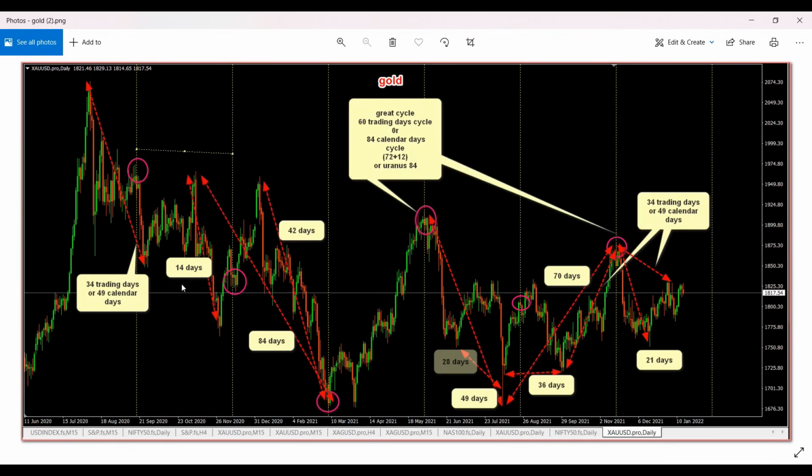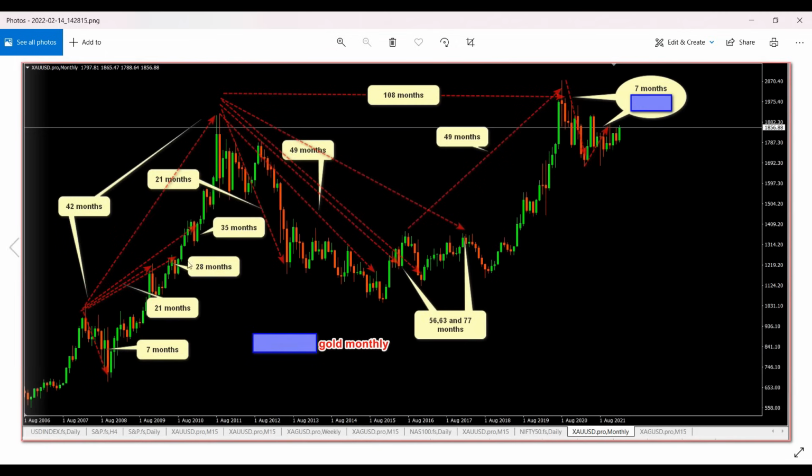You can see here it could be 84 calendar days, 72 to 12 years, days, months. These are all basically the same. So 7 days is the same as 70 days. So decimal number shift also must be mastered if you want to understand this concept. See the overall vibration, how it resonates. Okay, so 49 calendar days, 14 days, 84 days from here, 42 days, 28, 49, 36, 70, 21.